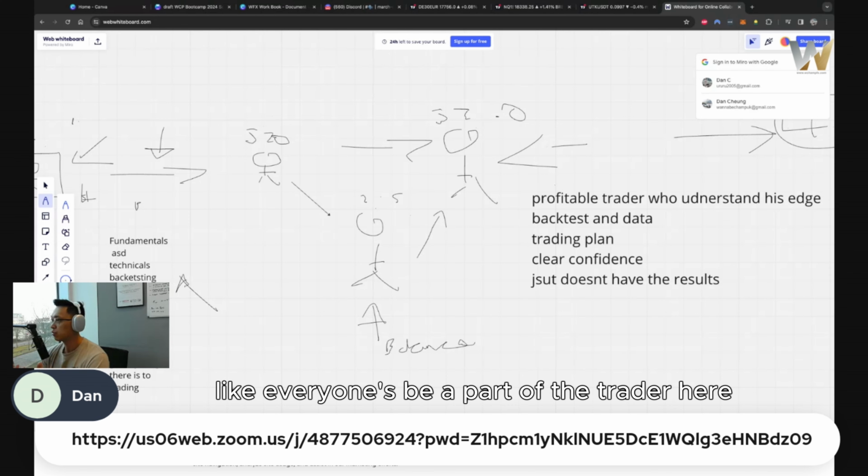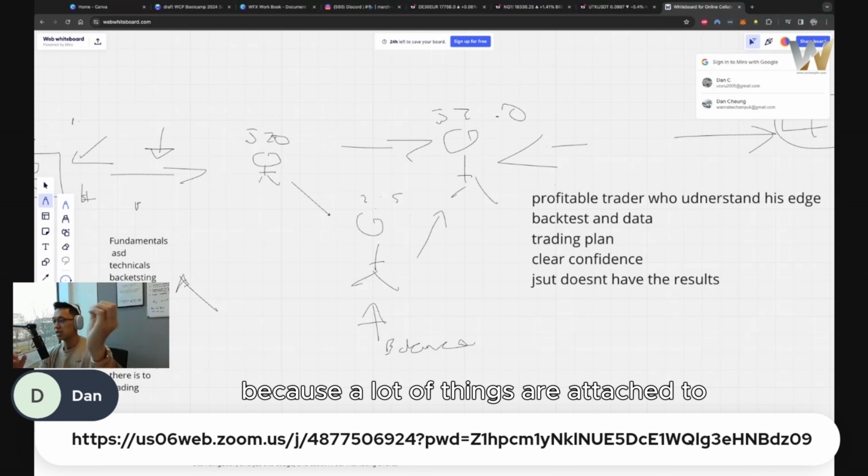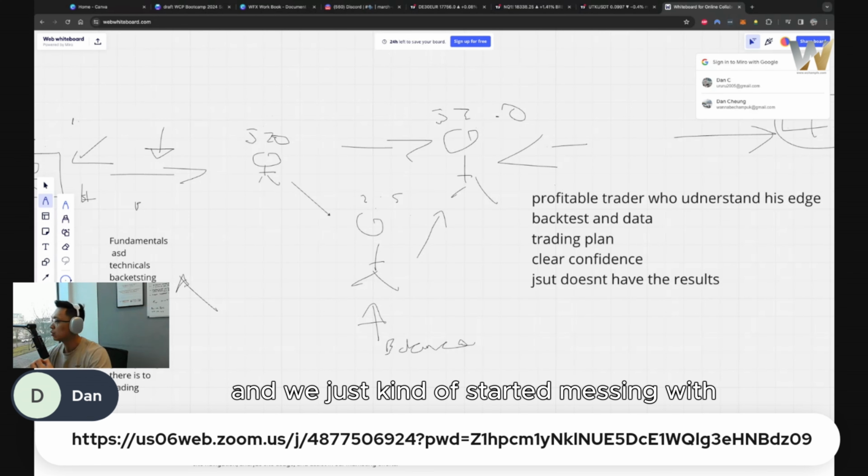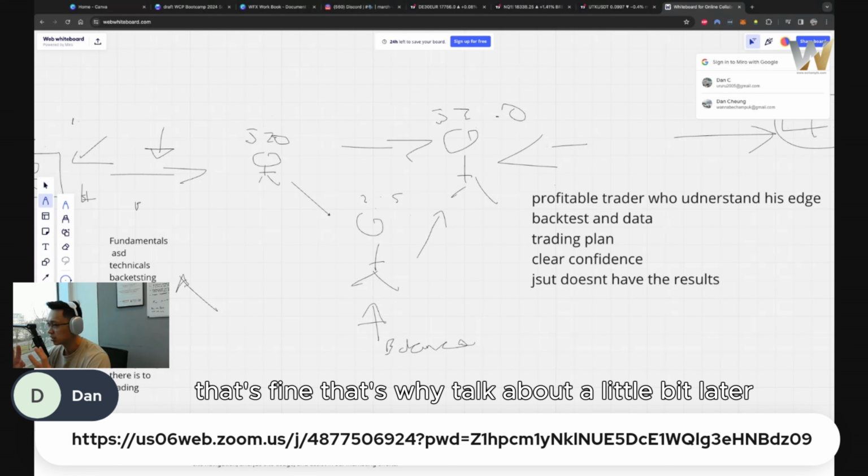Then the goal feels attainable, right? Everyone wants to be a profitable trader in here. That's the end goal, but there are a lot of things attached to that. I want to pay for my mom, all this kind of stuff. That's a different discussion to have. That's fine. That's your why, which we'll talk about a little bit later.